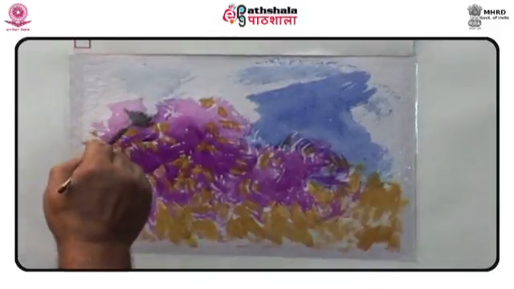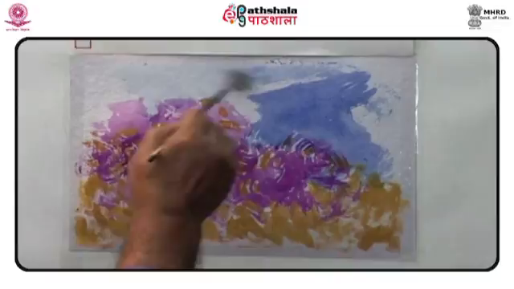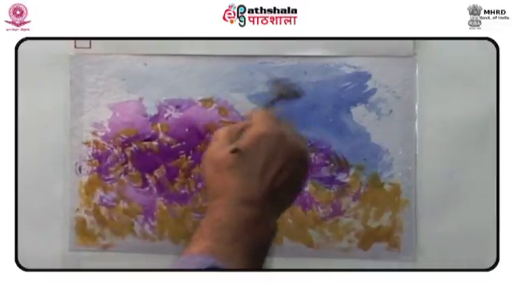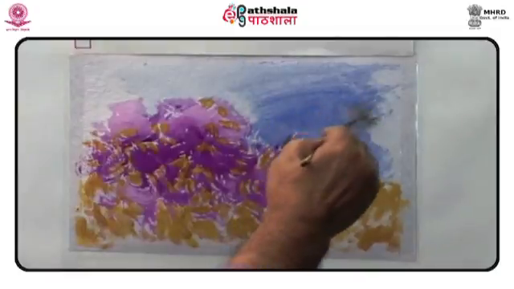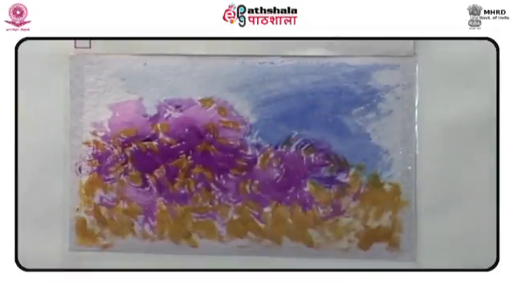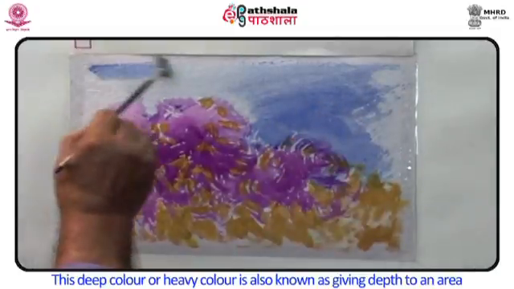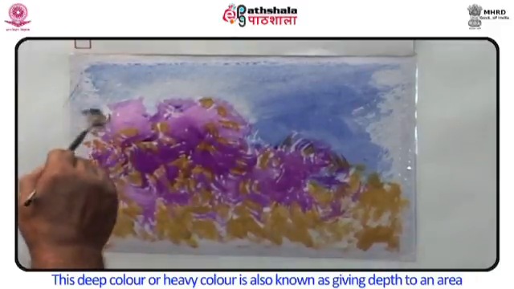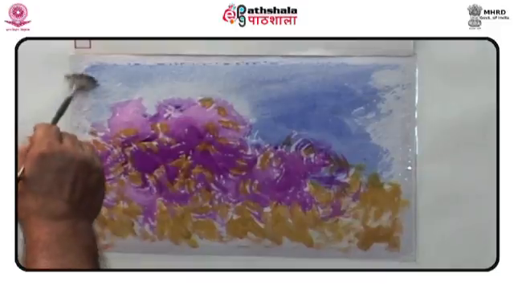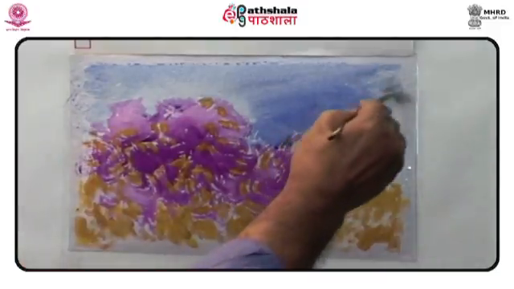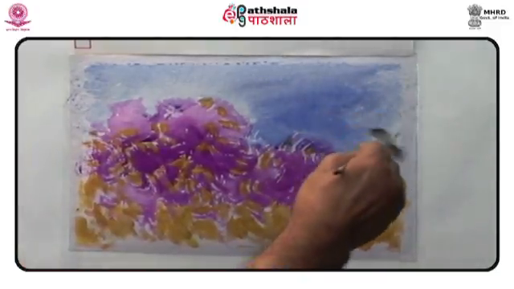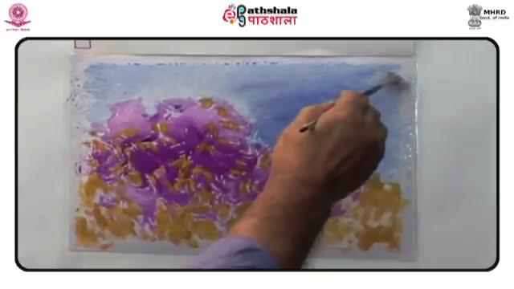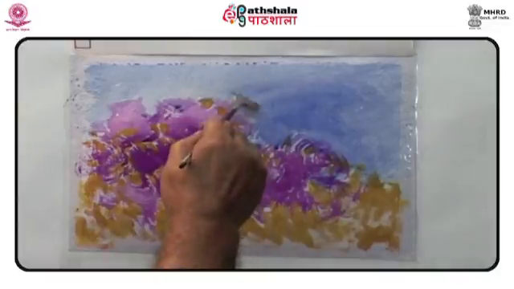Note how some of the blue is kept slightly deeper than the rest to make that area heavy. This deep or heavy color is also known as giving depth to an area. In all paintings, before the painting is completed, some depth is given again in selective areas all over the painting.